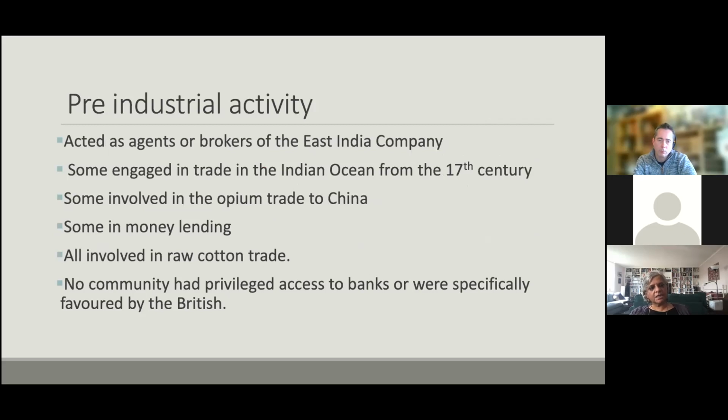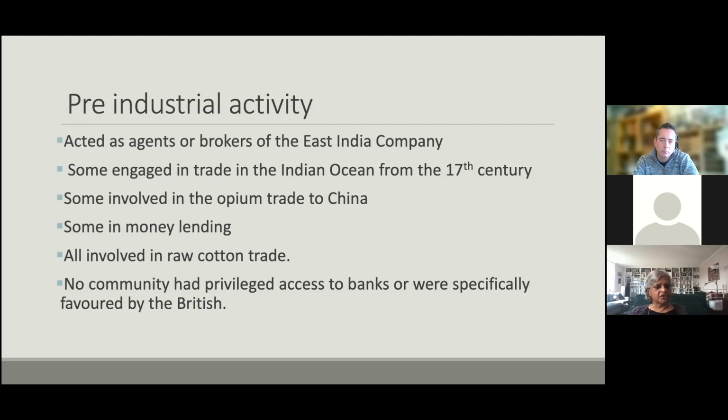How did they make money? So what were the pre-industrial activities in which they were engaged? These groups acted as agents of the East India Company and therefore earned a lot of money from brokerage with the East India Company. Some of them were engaged in Indian Ocean trade, and some of them were involved in opium trade with China. So all the wealth was made mainly in trade in different commodities.